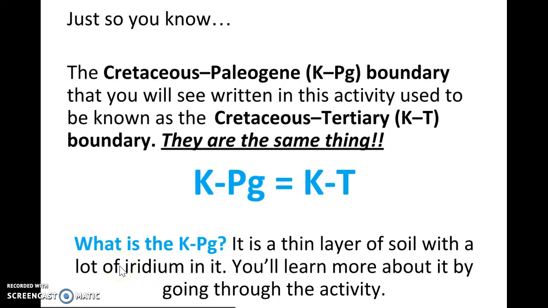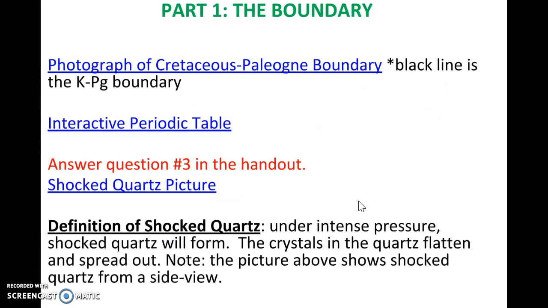So what is this boundary anyway? The KPG boundary, it's a thin layer of soil that's in the ground that has a lot of iridium in it, and we're going to learn more about iridium later. Okay, so just wanted you to know what these letters mean. It's a thin layer of soil, and this thin layer of soil is very, very important to helping us figure out how the dinosaurs went extinct. Okay, so let's learn more about this boundary, the KPG boundary.